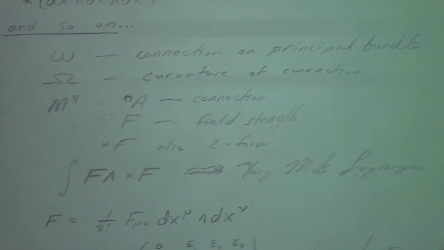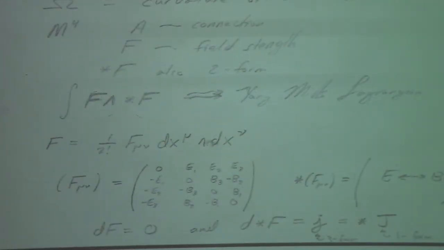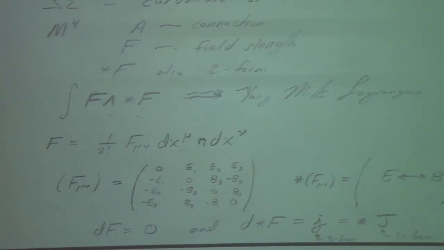Connection. We use A for the connection, F for the field strength. The Hodge dual of F is also a 2-form. The Yang-Mills Lagrangian can be written something like the integral of F wedge the dual of F. The formula for F looks like that. In the electromagnetic case, it's on 4-dimensional space-time, and you've got electric field components here, magnetic field components there. So this one 2-form contains both electric and magnetic fields.